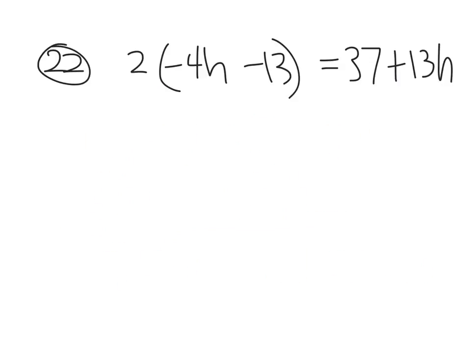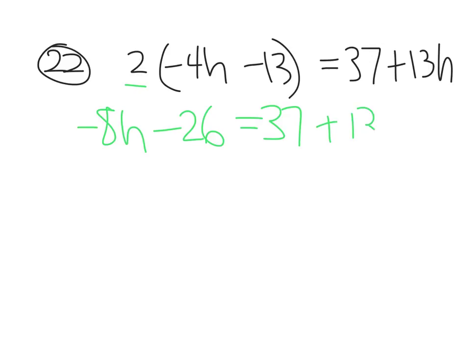So one last one here, we got to do some distributing, and then we'll have to move some things around. So here I've got to go ahead and distribute this 2 into the stuff inside the parentheses. So it's going to be 2 times negative 4h, so it's going to be negative 8h, minus 2 times 13, it's going to be 26, is equal to 37 plus 13h.